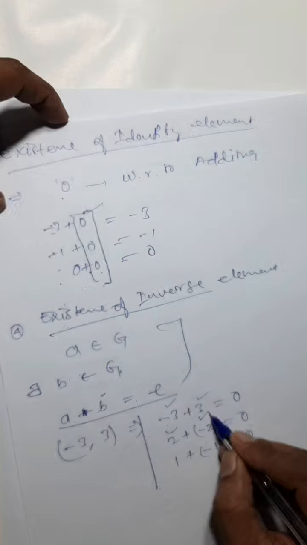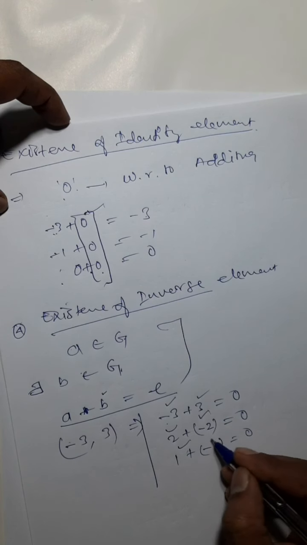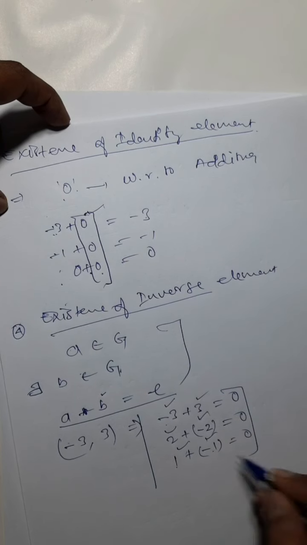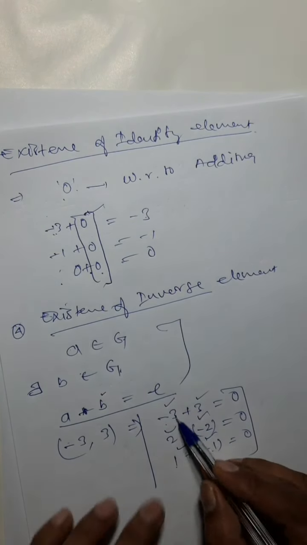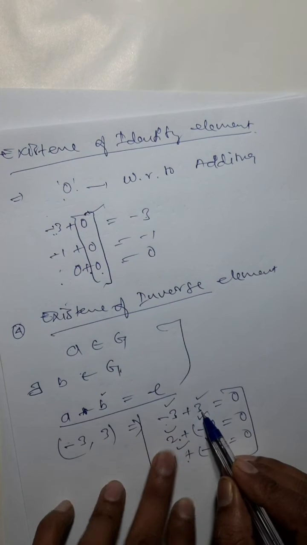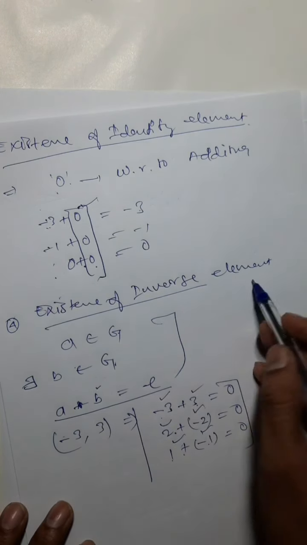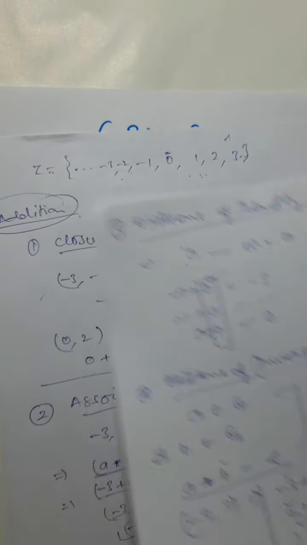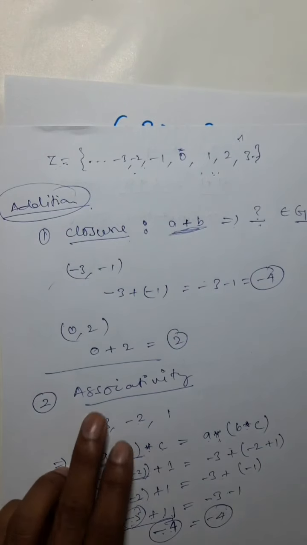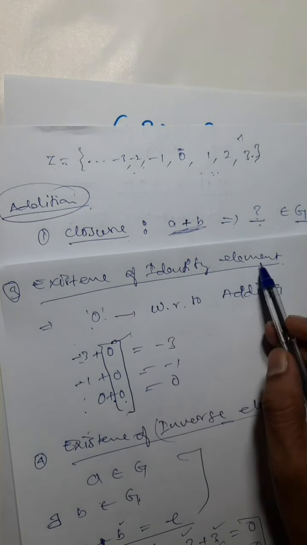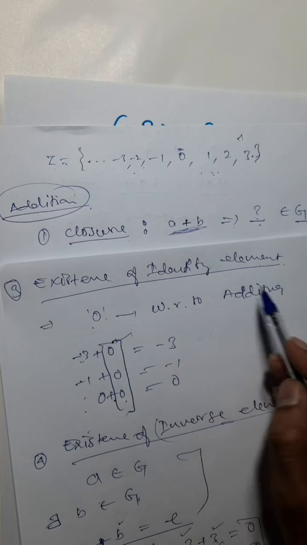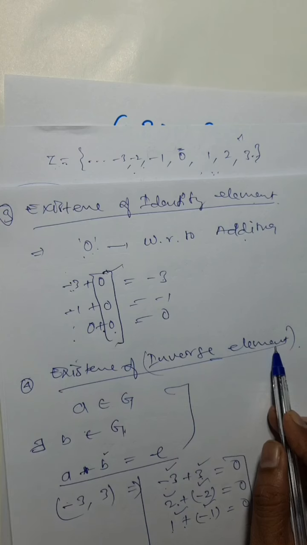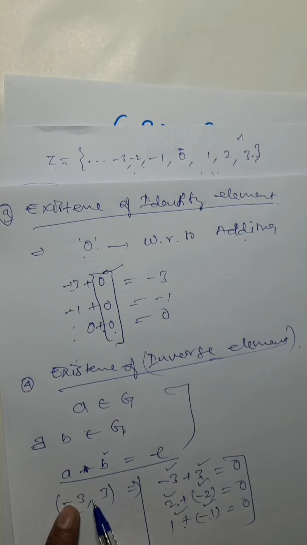2 is an inverse element of minus 2. 1 is an inverse element of minus 1, or minus 1 is an inverse element of 1 also in this case. So for every element we have an inverse element. Then we can say that existence of inverse element holds here. So what are all four properties? First, closure property. Next is associativity. Another is existence of identity element, which with respect to addition is always 0. And existence of inverse element. Here an inverse element exists for every element.